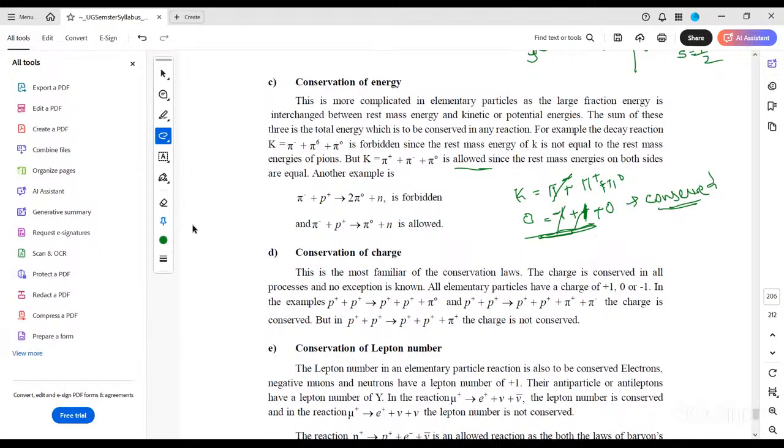Now check this one, is it conserved or not? What is the next equation? Pi minus plus pi plus implies 2 pi naught plus n. Imagine pi minus, pi plus, here 0. Here pi naught, charges only, charges 0. Here the 0th charge is there, and here the nucleus is there. So this one is forbidden. And what about this one? 1 minus and 1 plus. Here 0, here n is 0. This is allowed. Why is this allowed? Because the masses of the LHS side are equal to the masses of the RHS side.